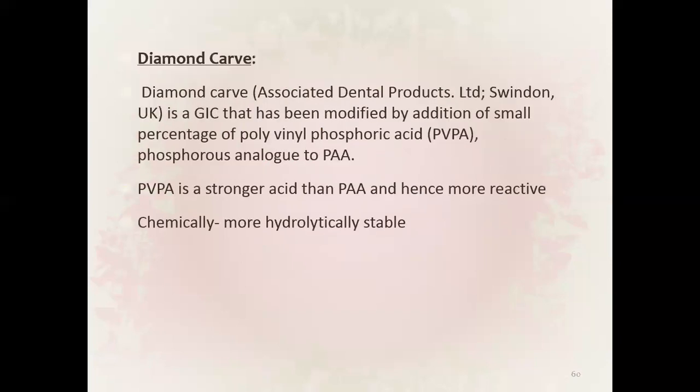Then Diamond Carve. Diamond Carve is a GIC that has been modified by addition of a small percentage of polyvinyl phosphonic acid, a phosphorus analog of PAA. PVPA is a stronger acid than polyacrylic acid and hence more reactive, and chemically more hydrolytically stable.